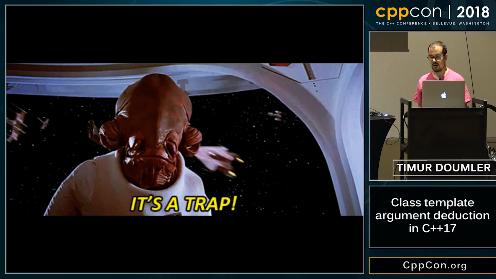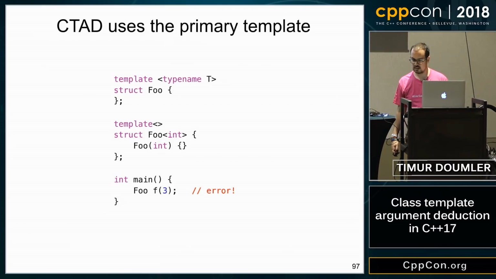There are some more traps, not with this, but with other aspects. We have 12 minutes left, so let me speed up a little bit. One important thing about CTAD is this whole procedure only considers the primary template. You can have a primary template and specializations, and CTAD is never going to look into the specializations for phase one.